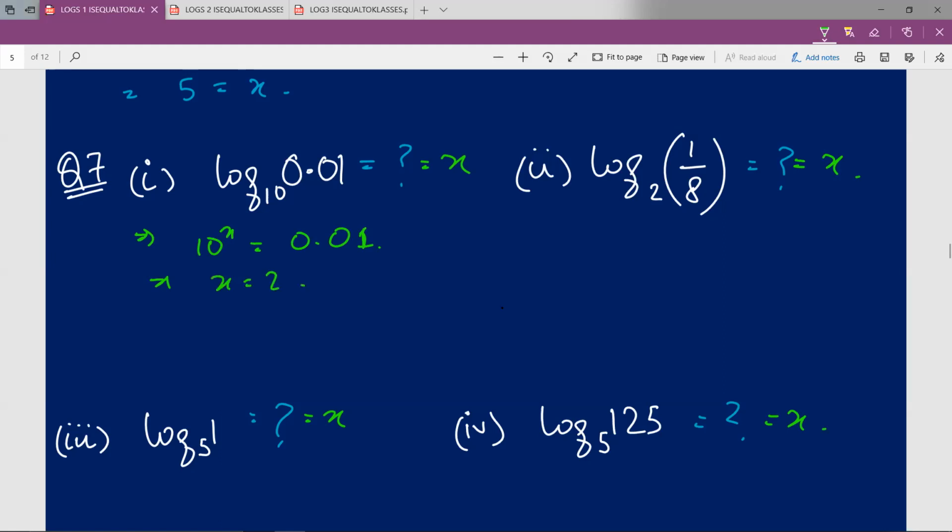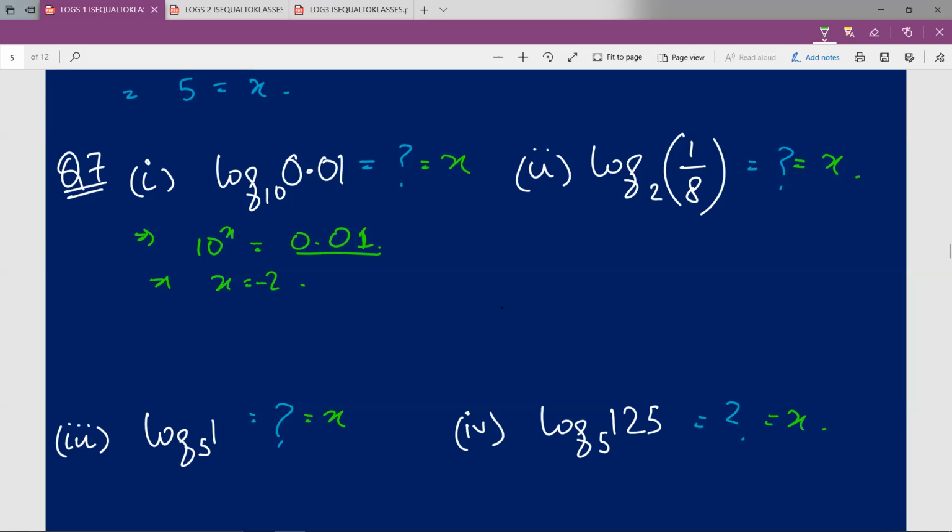Why? Because 10 raised to the power minus 2 can be written as 1 upon 10 raised to the power 2. 10 raised to the power 2 is 100, so 1 upon 100 can be written as 0.01. So that's why x will be equal to minus 2.